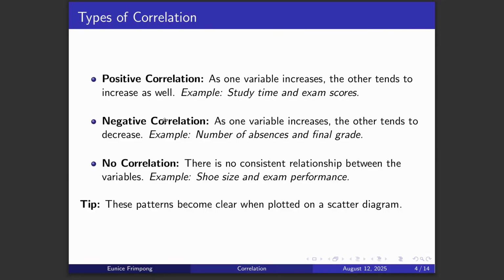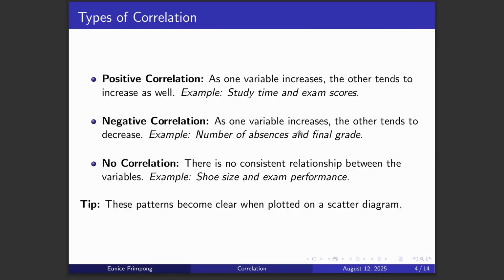And then we have negative correlation. As one variable increases, the other tends to decrease. So, for example, number of absences and final grade. The more times you are absent from class, the lower your grade will likely fall. All right. So, as your number of absences increases, your grade will also be decreasing.